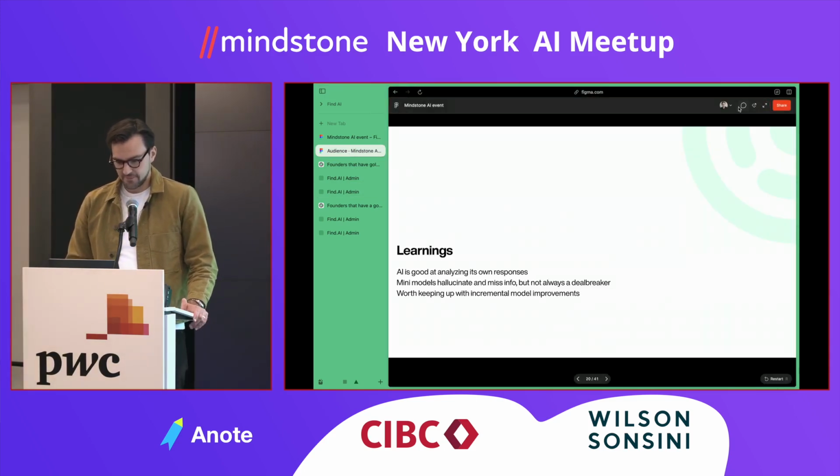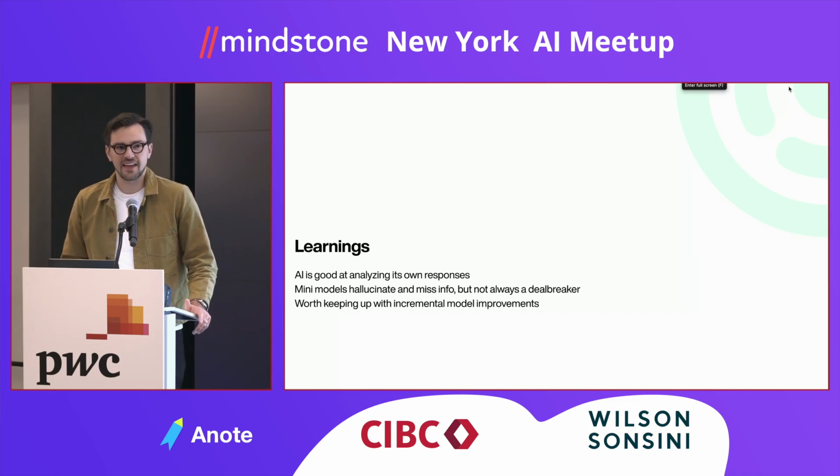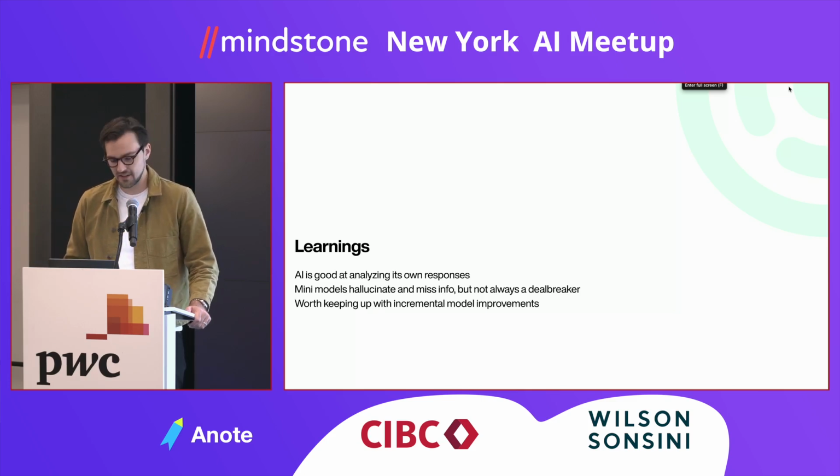So, learnings: we learned that AI is really good at analyzing its own responses. That has been a really big unlock for us, because when you're busy and just trying to sit down and look at a bunch of different responses with a lot of different text, it's hard to qualitatively measure the quality of it. And we found that OpenAI is really good at evaluating its own responses.